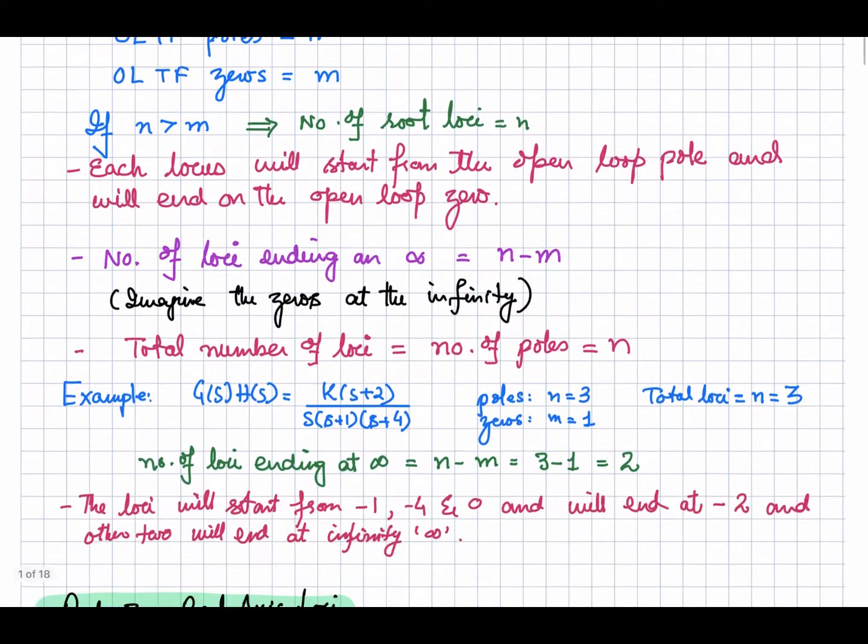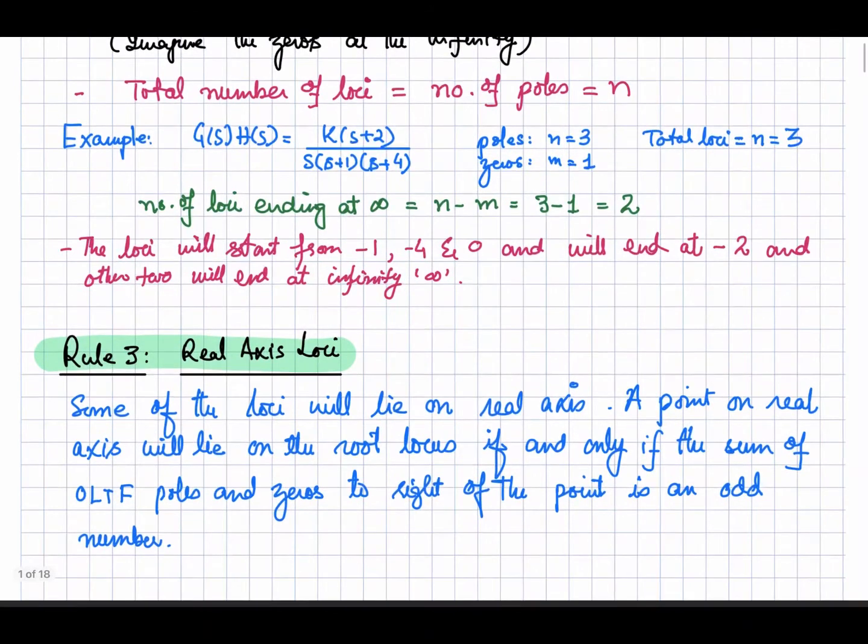So now let's discuss it with this example. Let's suppose that we have this open loop transfer function given by this expression. The number of poles here is 3, and there is only 1 zero. So the total number of loci will be equal to 3, right? 3 loci, because we have 3 poles. One pole will move toward this zero, and the rest of the 2 poles will move toward infinity as the loop gain k is changed from 0 to infinity.